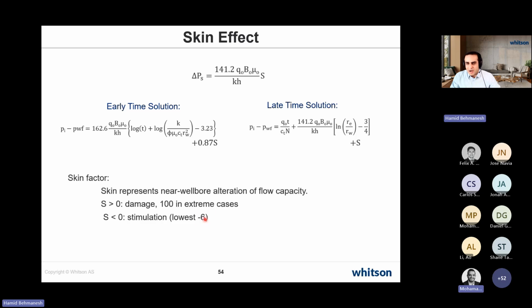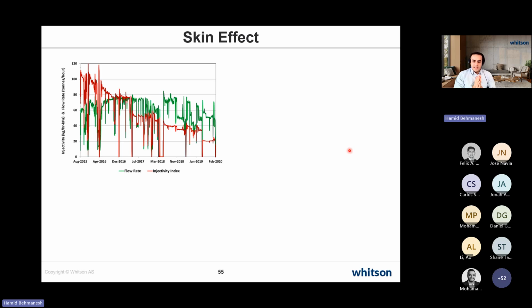If you subtract -6, that's going to be very... so definitely this number cannot be negative. So this is how a negative skin is limited. So with the skin effect, this is the actual valve for the CO2 injection valve.